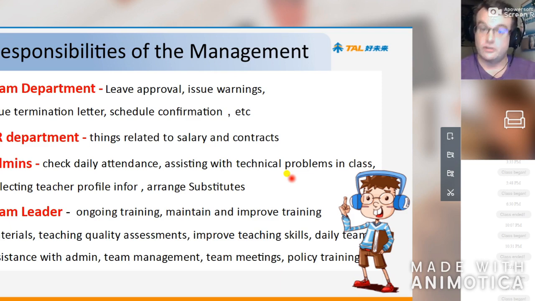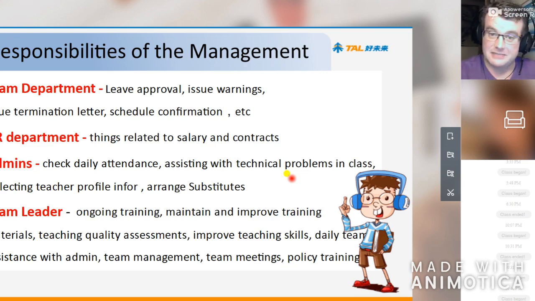They will also collect your profile information, like your intro videos, your bank information. They will collect your profile images, your pictures, and upload them. Not the bank information, your video and your pictures. They will upload them with your self-introduction to your portal. They will also arrange substitutes for teachers who are sick or who cannot make it to class due to technical issues, or they couldn't make it into work for the day. They will arrange substitutes for those students.